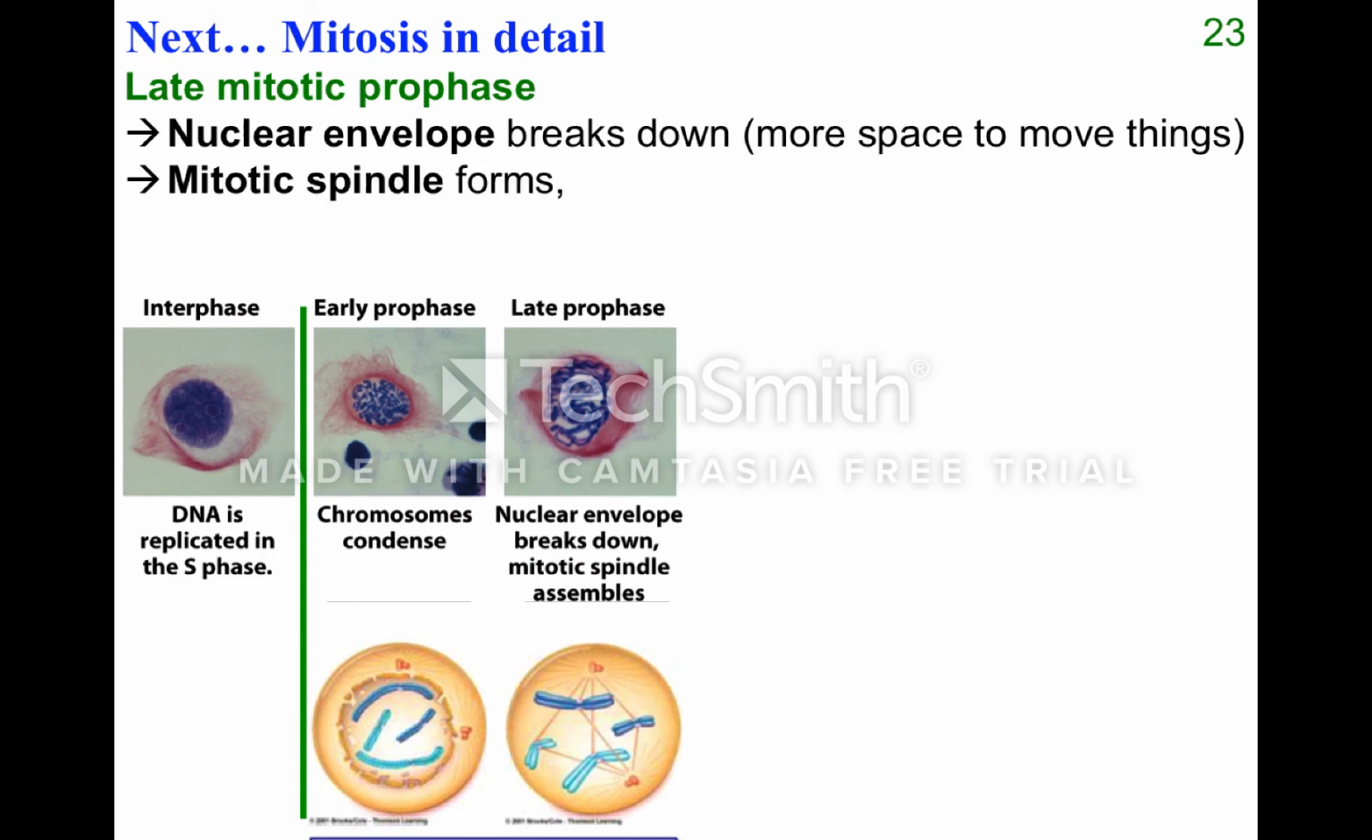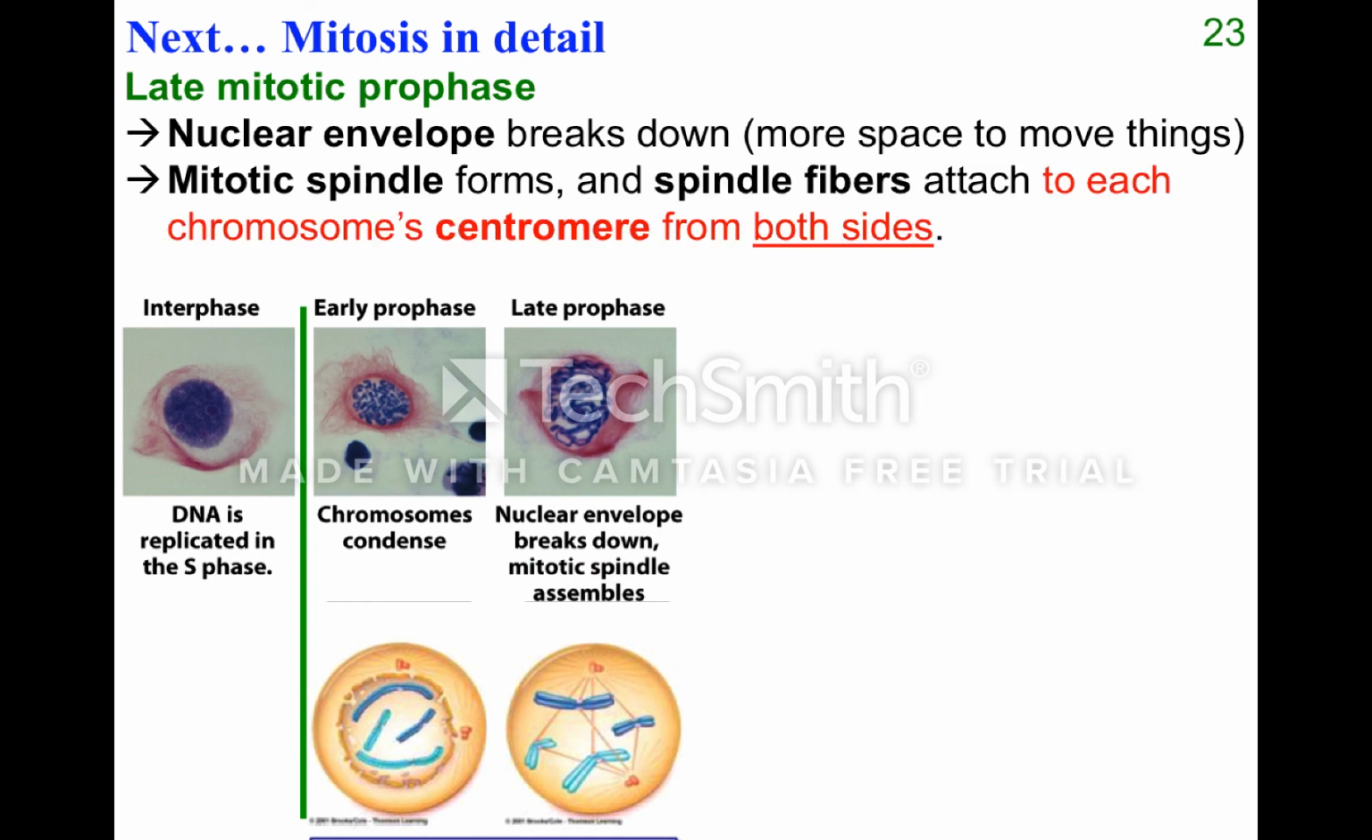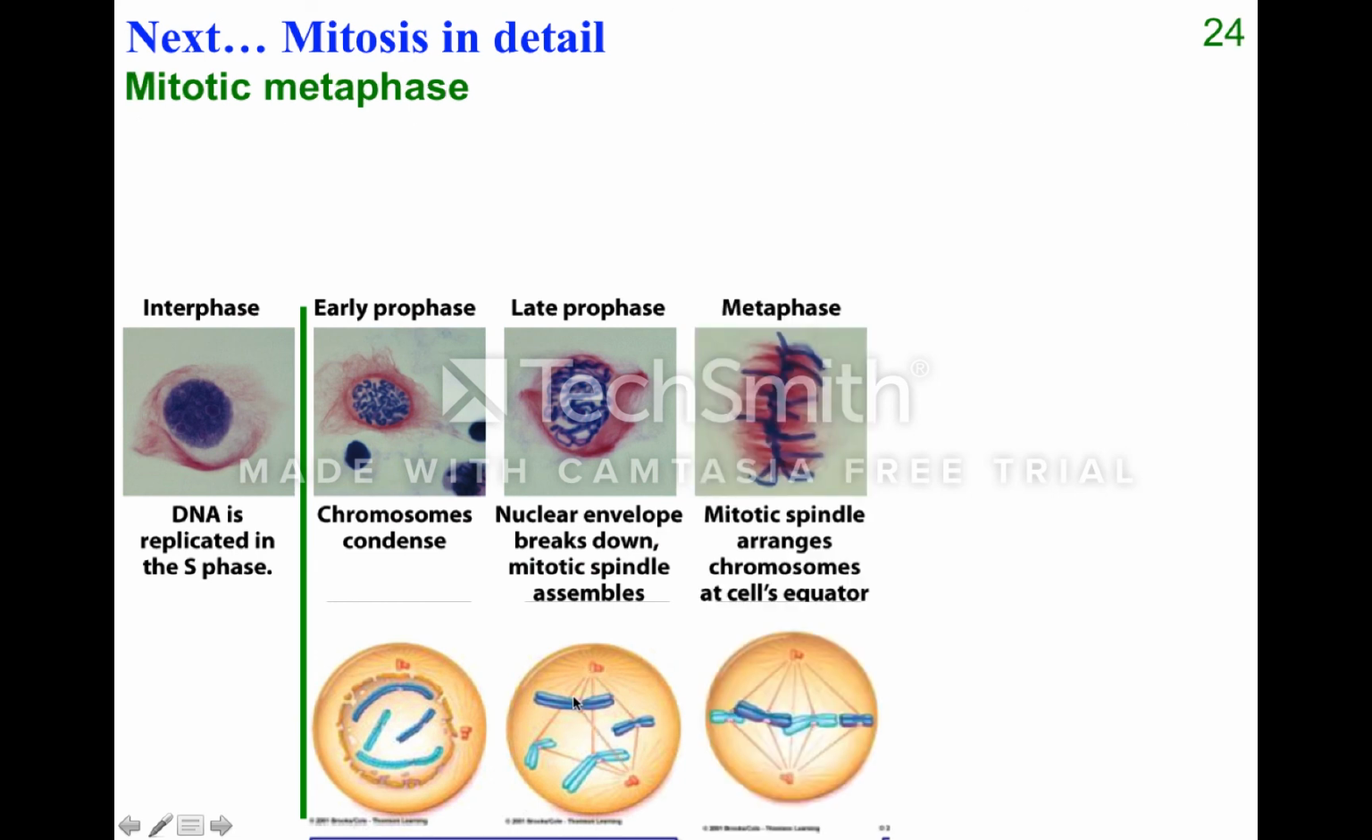At the same time, the mitotic spindle is forming out of these microtubules being synthesized, and these spindle fibers will attach to both sides of each chromosome's centromere. So notice here's a chromosome. This is the centromere, the skinny part there. There's these kinetochore proteins on either side that attach to these microtubules, one on either side of each chromosome. By metaphase, the mitotic spindle is fully formed, the mitotic spindle being this structure of microtubules here.